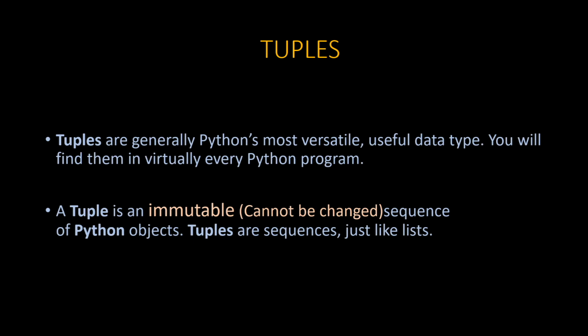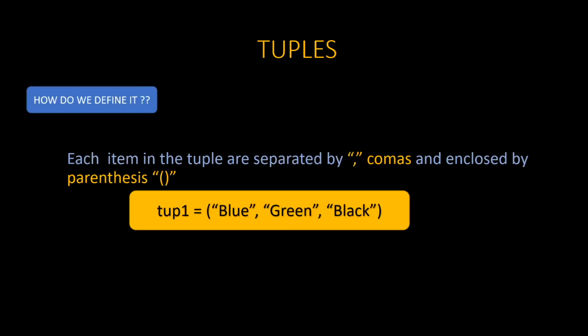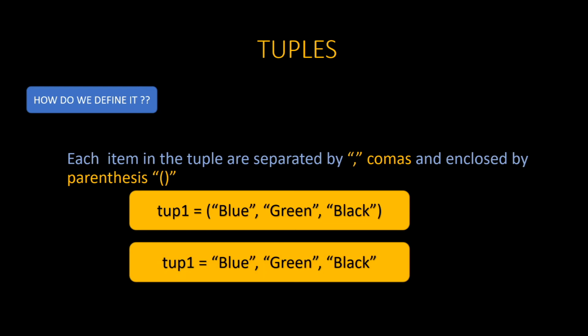So let's go further and talk about how we define it. Each item in the tuple is separated by commas and enclosed by parentheses. As you can see in the example, I have separated each and every value by commas and enclosed them in parentheses. If you don't want to enclose them in parentheses, you can do that too.